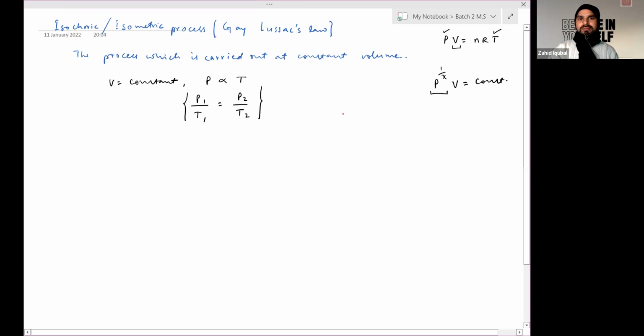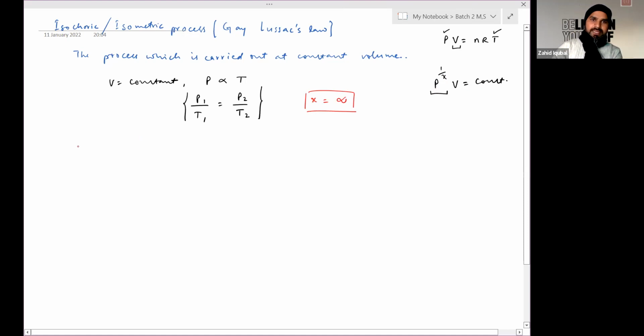What is called reciprocal of 0? Infinity. So if you put the value of X to be infinity, 1 by infinity becomes 0. So P to the power 0 will become 1. So only you're left with V equals to constant. That's why X will be infinite in this case.